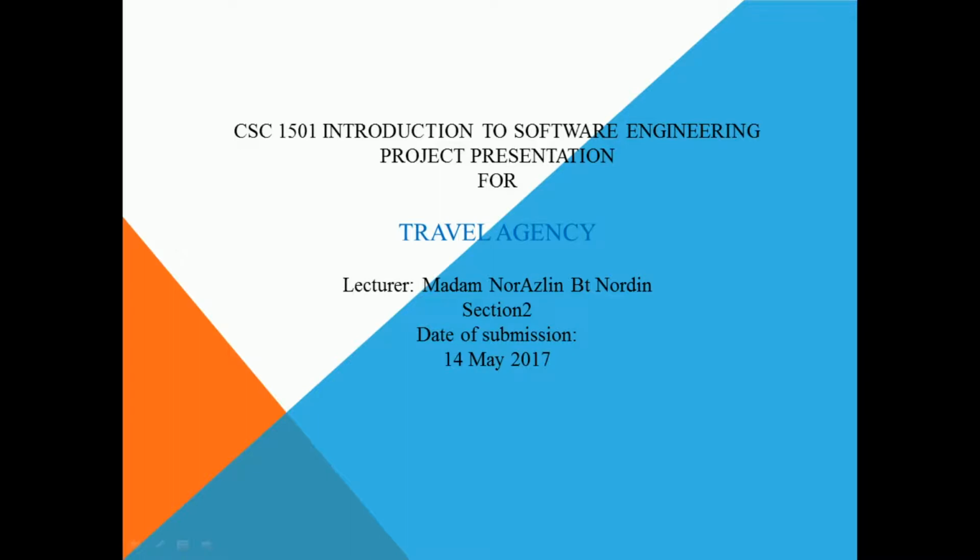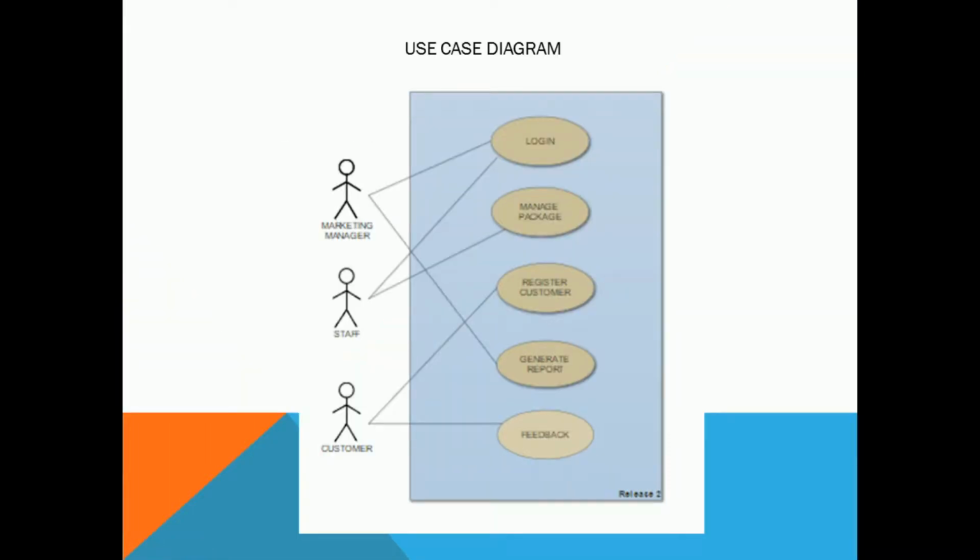Okay, next we are going to proceed with our project. I want to show you our use case diagram. This is our use case and these are our characters. We have three characters. First one is marketing manager, staff and customer. Marketing manager and staff are stakeholders. And then these are our use cases: login, manage package, register customer, generate report and feedback.